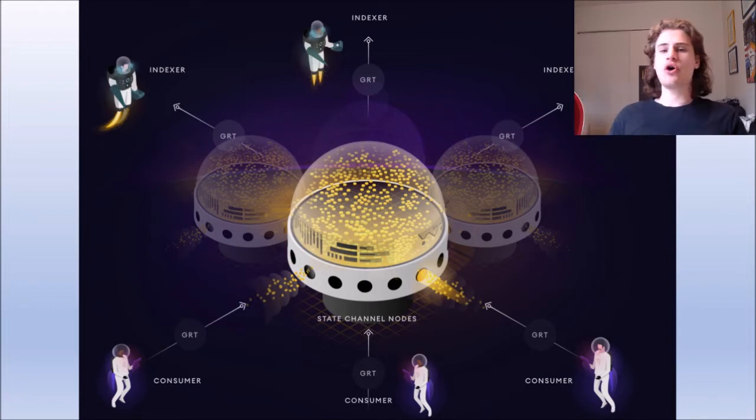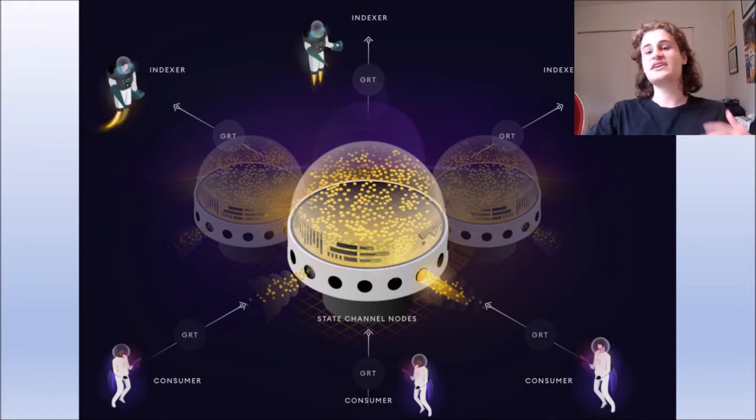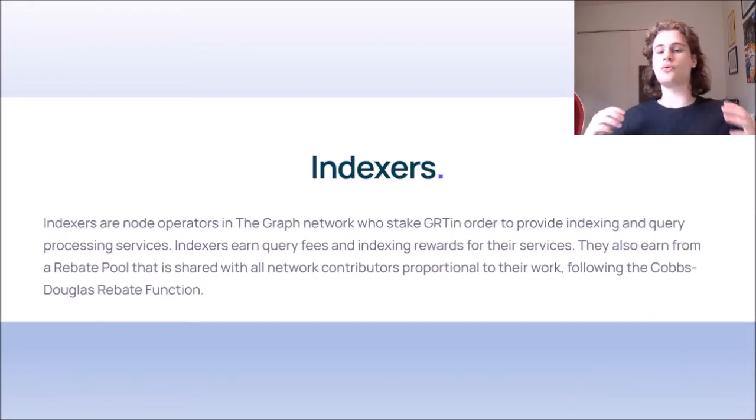Now, anybody all around the world can be an indexer, and the only thing you need to know to be an indexer is you need quite a bit of GRT tokens, and you also need to be very technically skilled. So it's like the Graph are hiring people for a job. They're hiring out all of these different indexers all around the world.